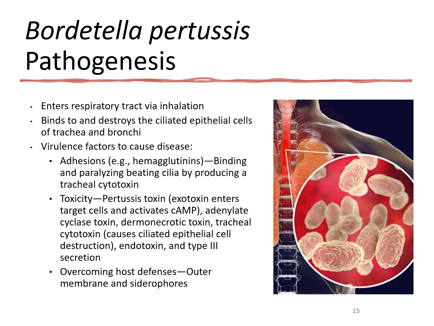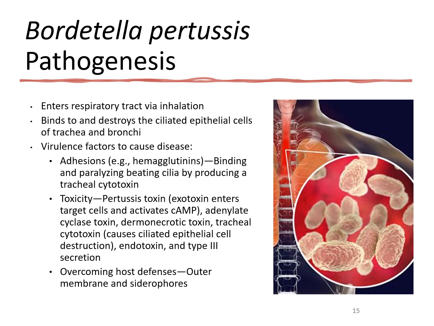Bordetella pertussis. This organism will enter the respiratory tract once it's inhaled, and then it binds to and destroys the ciliated epithelial cells that line the trachea and the bronchial tract. And so with these organisms, they have several virulence factors, one of which is adhesion.